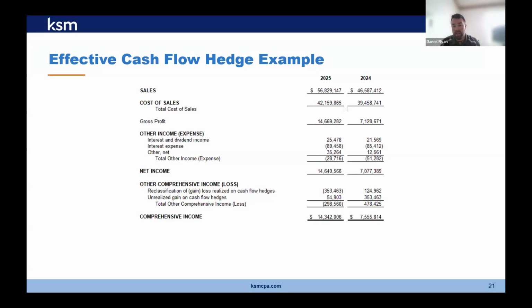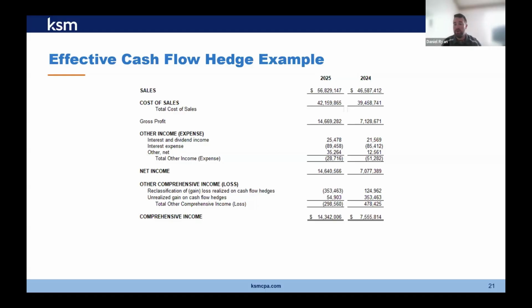and out of AOCI on the equity statement. So you see the reciprocal negative number, 353,463, within OCI in 2025. We roll that forward, the unrealized balance of effective cash flow hedges at the end of the current year is that 54,903. Again, that is just the unrealized portion of the effective cash flow hedges at the end of the year. That would tie to our ending balance in AOCI on the statement of equity. The net other comprehensive income impact is the difference between those amounts, which is the change of AOCI from the prior year to the current year.